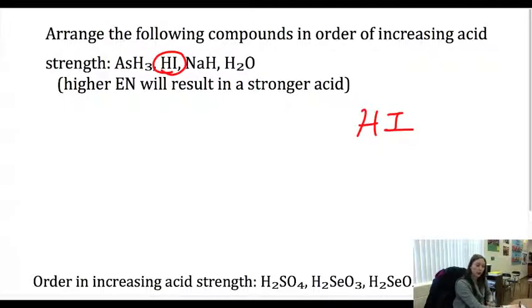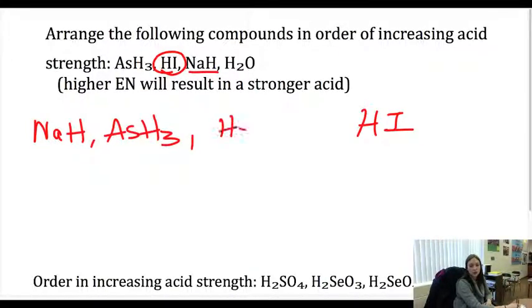So when I look at things that have the lower electronegativities, on the other end, that's going to be sodium, all the way on the other end. So I'm going to have NaH, because this is a very low electronegativity. It's actually going to give up electrons. Now then we've got AsH3 and H2O. As is going to have a lower electronegativity than O. O is way closer to fluorine. So we're looking at AsH3 and then H2O, and then my strong acid of HI.